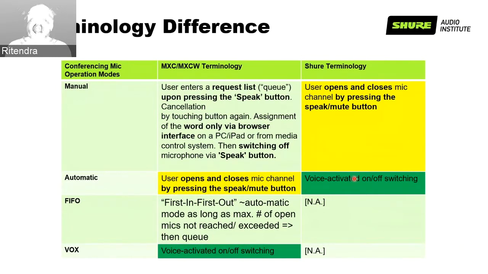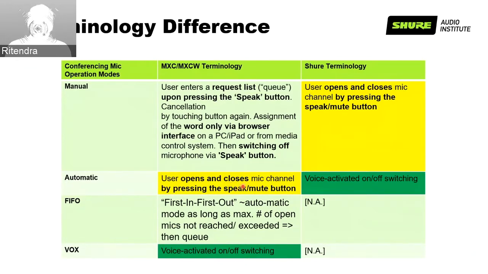So you speak, microphone turns on, you don't speak, microphone turns off depending on the threshold level, right? There is no FIFO and Vox mode option as you see in the AV conferencing terminology. There is a kind of match here. So the manual mode of conferencing is basically the automatic mode of the AV conferencing world. Yeah. So there is a difference you need to understand.